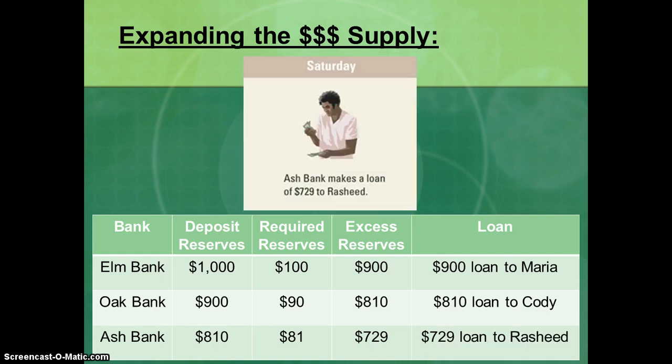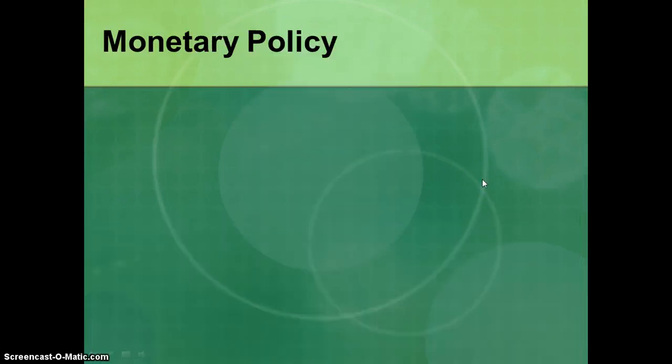That $729 is loaned out within the next week to Rashid, who gets a loan for $729. So this expands the money supply without creating new money, simply by allowing banks to keep a small amount of money required in their bank and then loan the rest out to other consumers for other purposes.